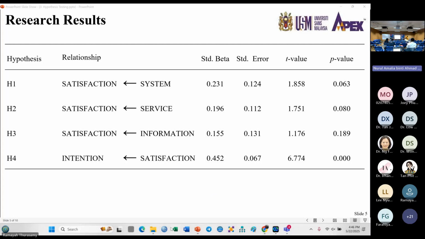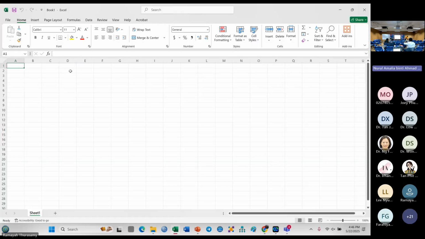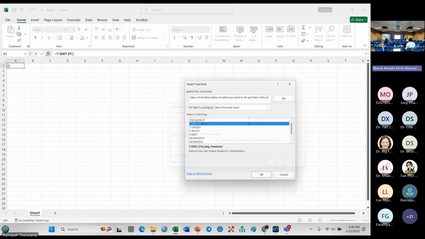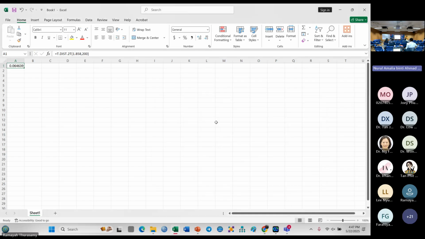You go to your Excel, we have this function called fx, right? So we have this T.DIST, right tail and two tail. If we use the two tail, then we put the 1.858, and the degrees of freedom n minus k minus 1, we put as 200. What will happen is they give you a p value of 0.06, right?